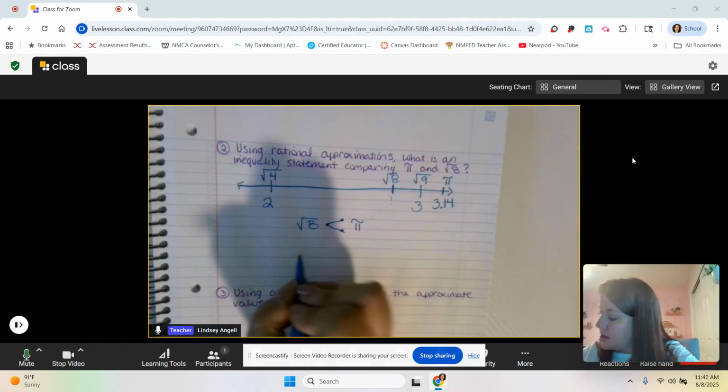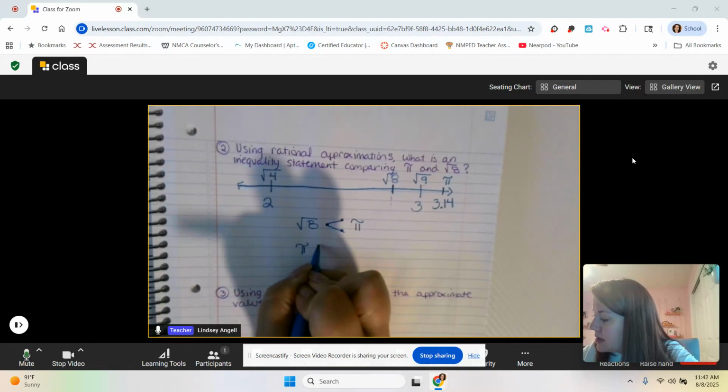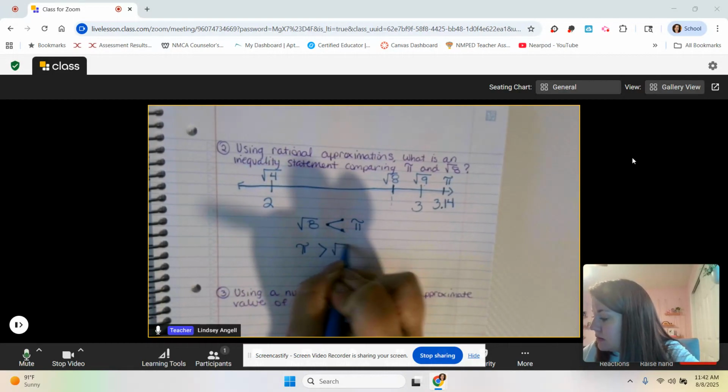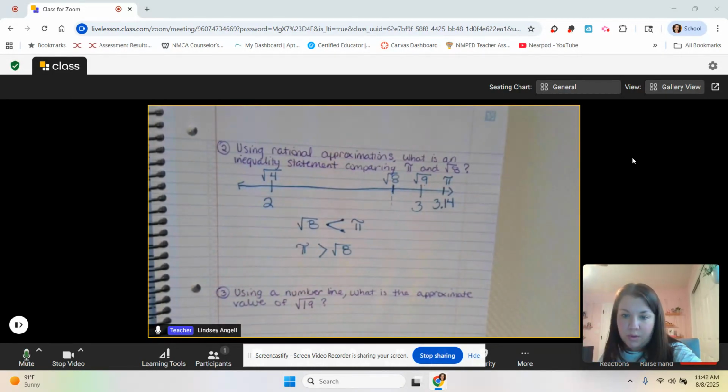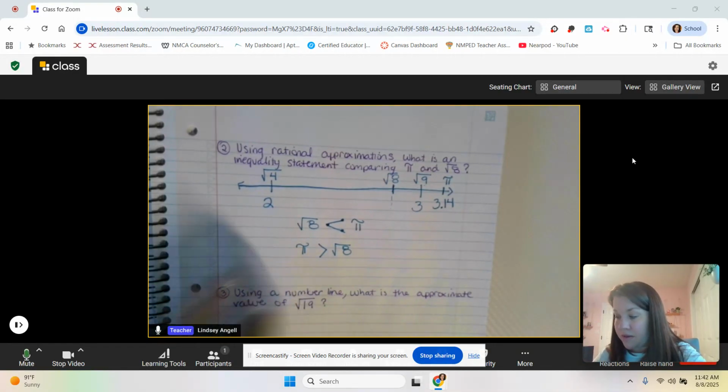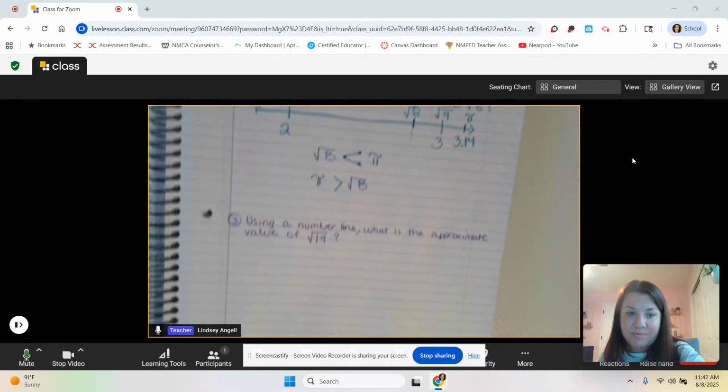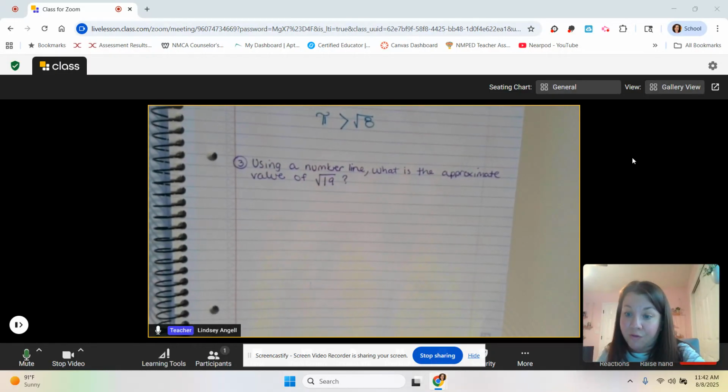You could also write it the opposite way. You could say pi is greater than the square root of 8. Okay? Depending on how your problem is set up on the computer, you might need either one of those. Okay? Number 3 is taken from your quick check. So, write it down. Giving you answers.